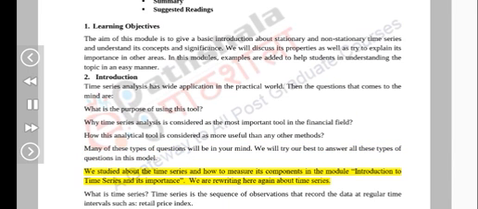We studied time series and how to measure its components in the module, Introduction to Time Series and its importance. We are restating here again about time series. What is time series? Time series is a sequence of observations that record the data at regular time intervals, such as retail price index. The main purpose of using this analysis is for the description of the data, the construction of models which fit the data, and forecasting future values.